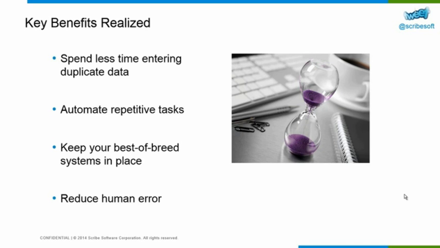And then the fourth is reducing human error. Anytime there's a human involved, it really does open up to error, and errors cause inconsistencies in your business, which cost money. And so certainly reducing human error is a way to save costs within your organization.